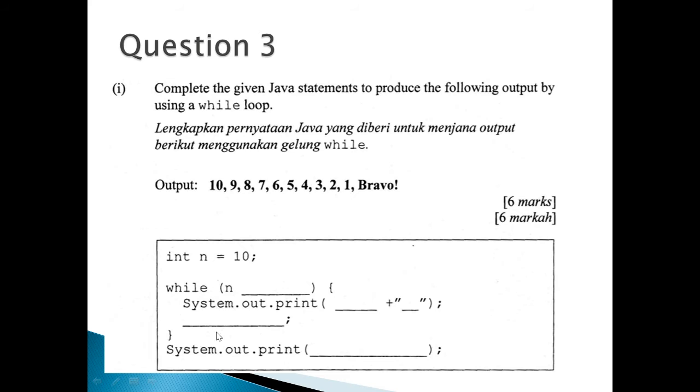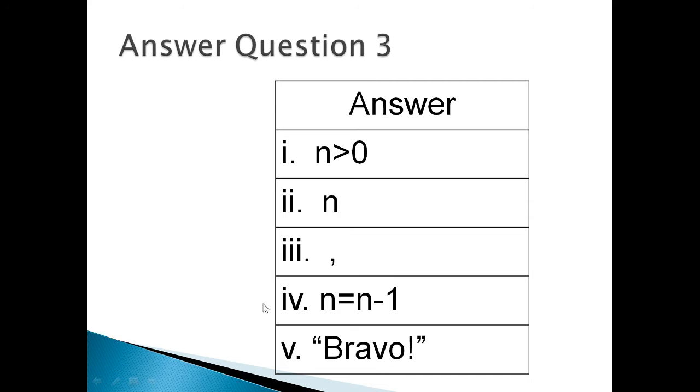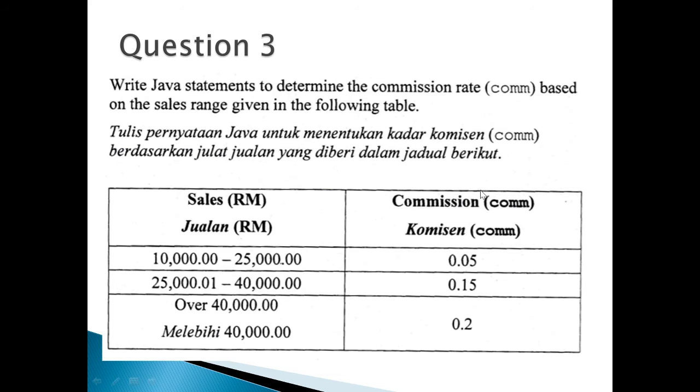And then after it reaches 1, the last one will be false. Bila dia false dia akan print bravo. So double quote bravo. Masih ada ni lah double quote bravo. So this is the answer. Okay, ni jawapan dia.